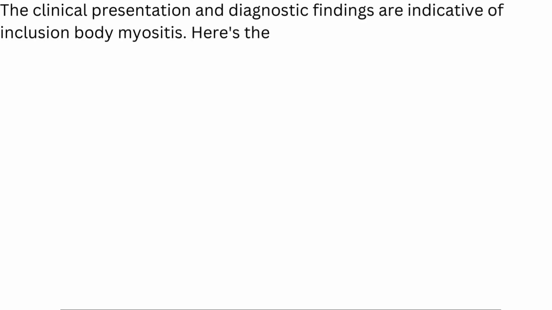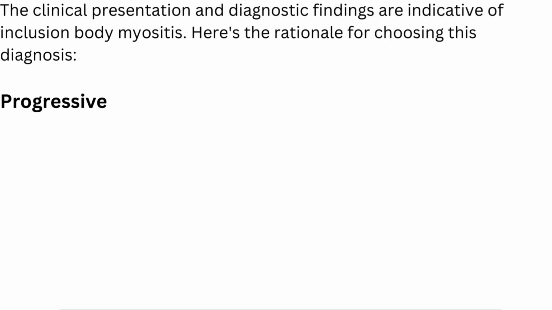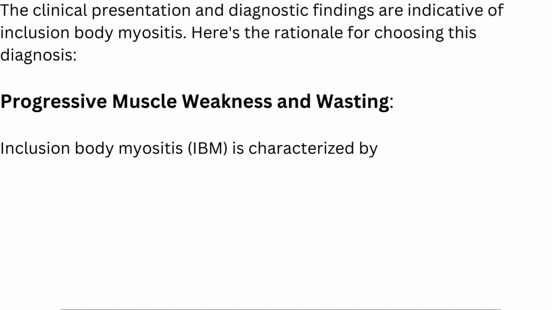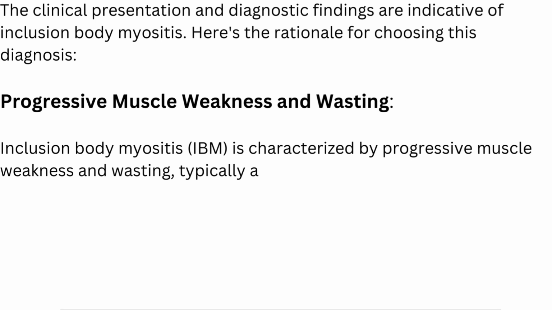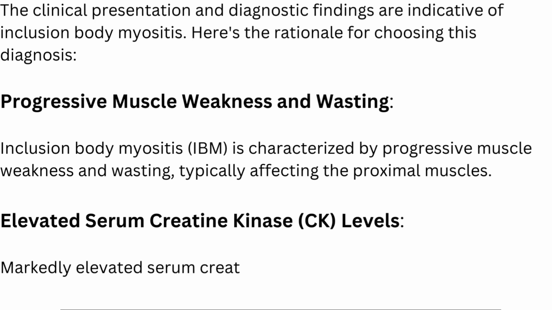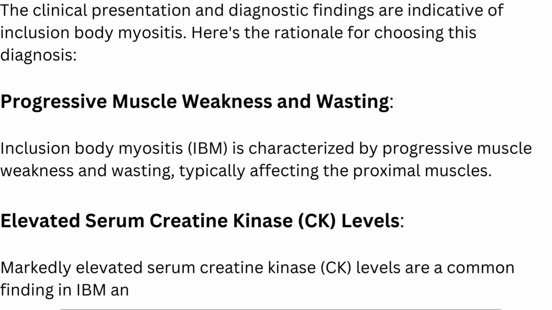Here's the rationale for choosing this diagnosis. Progressive muscle weakness and wasting. Inclusion body myositis, IBM, is characterized by progressive muscle weakness and wasting, typically affecting the proximal muscles. Elevated serum creatine kinase (CK) levels. Markedly elevated serum creatine kinase (CK) levels are a common finding in IBM and reflect ongoing muscle damage.